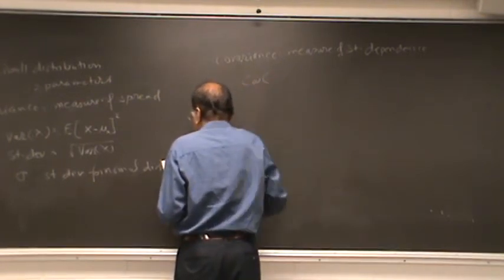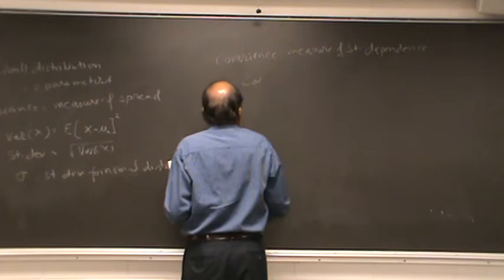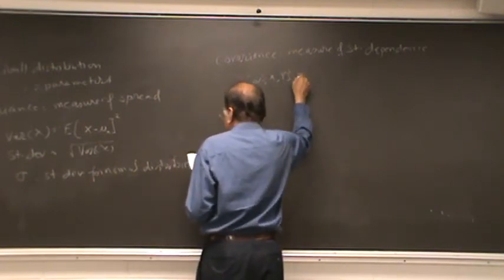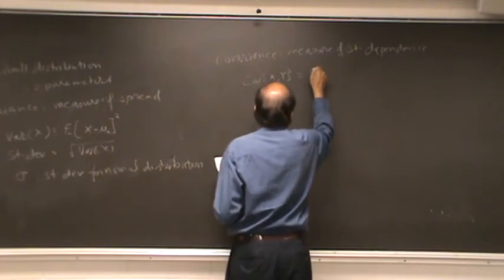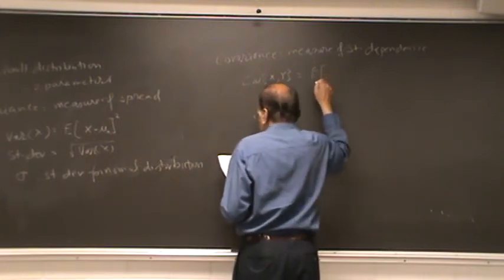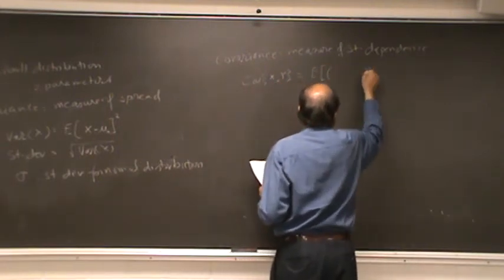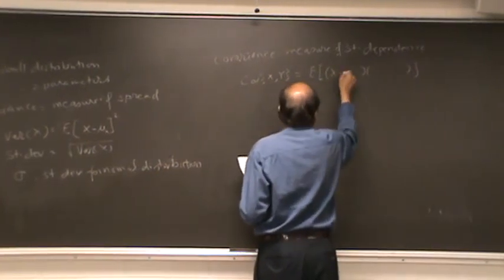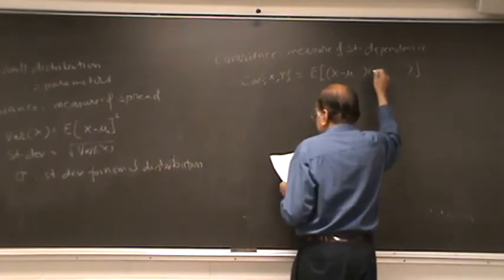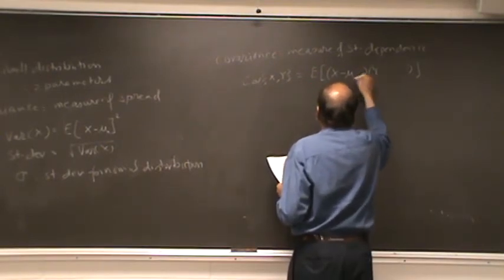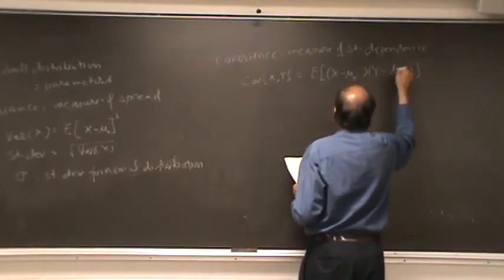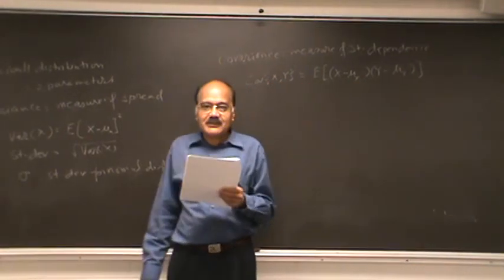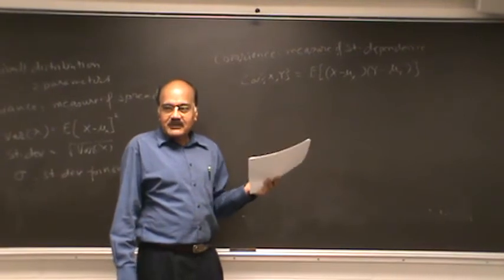Covariance of two random variables, x and y, is given by the expected value of this product, and this product happens to be x minus mu x, y minus mu y. Now here you see that we needed to put a subscript there. So mean of x, mean of y.